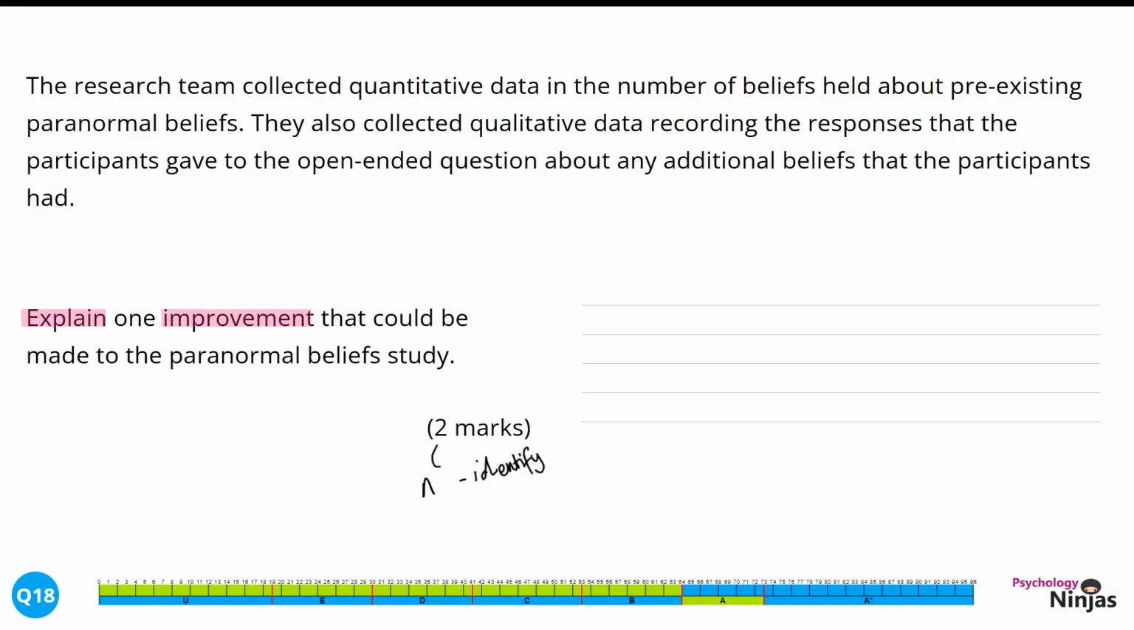However, because this is a STEM question, that identification needs to be given in the context of our STEM, in this case, the paranormal belief study. We then need to justify why that is an improvement. Now, we need to be careful here that we don't just go into a weakness of that study. We have to say why that thing that we have done would make this study better.